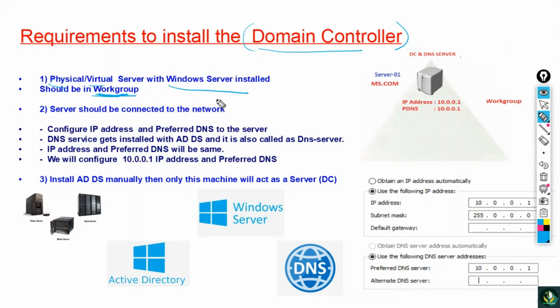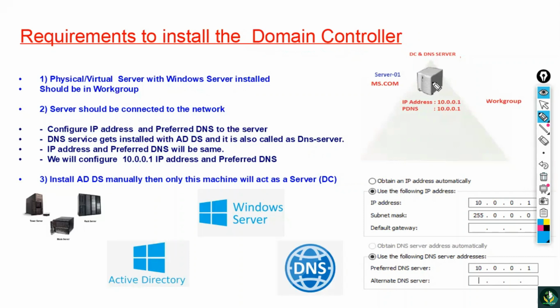So server connectivity should be there, guys. For connecting the server to the network, we need to configure the IP address. We need to configure the preferred DNS, and the DNS service gets installed. As I told you, this DNS will provide the unique name to the domain. This DNS service will get installed with ADDS. So to make any computer a domain controller or DC, we need to install Active Directory Domain Service. When we install ADDS, this DNS service will get installed automatically, and it is also called the DNS server.